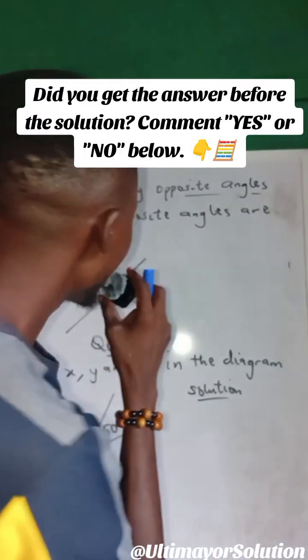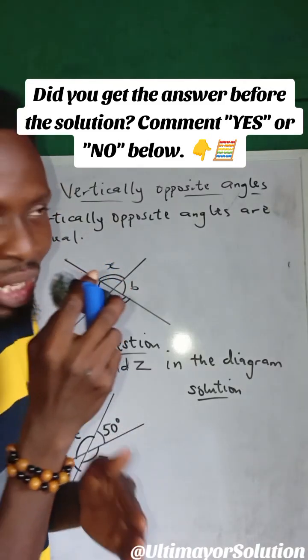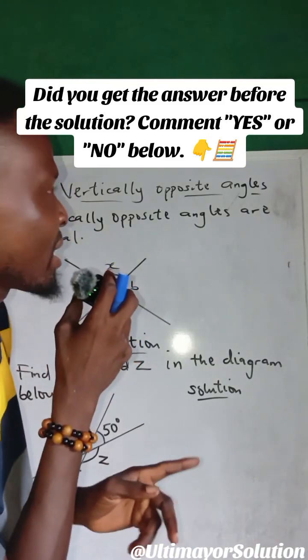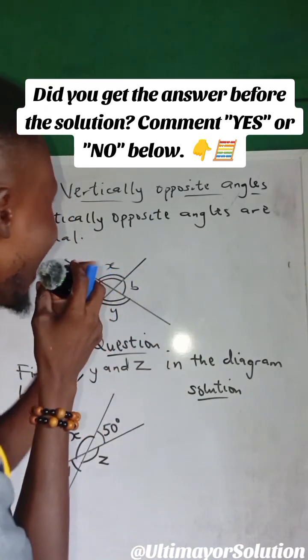Good day, math lovers. No child watches this video and still has problems with angles between lines. So this one is vertically opposite angles. Now, vertically opposite angles are equal.